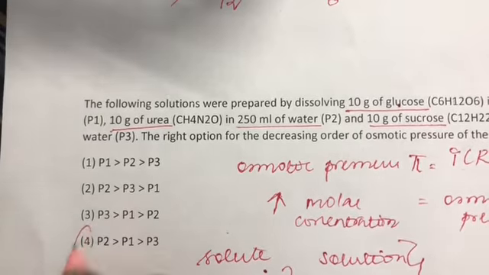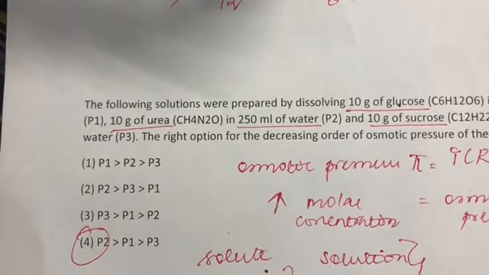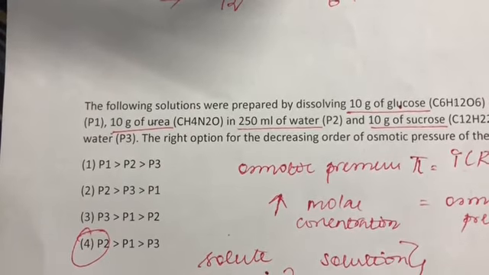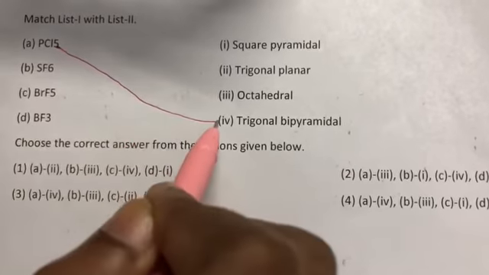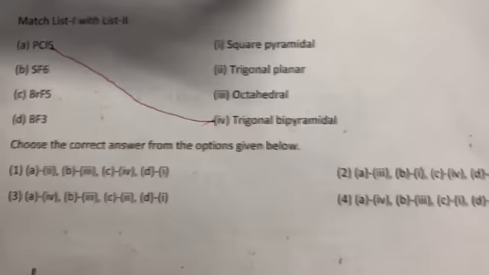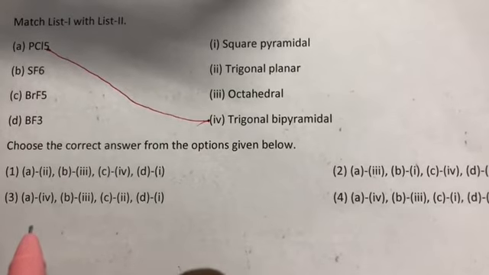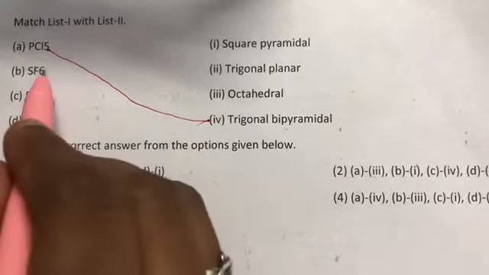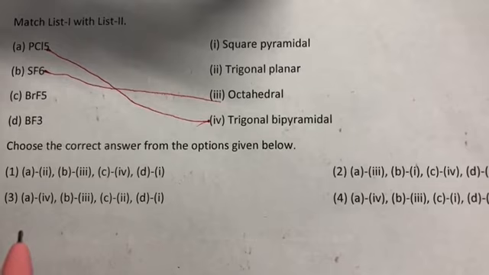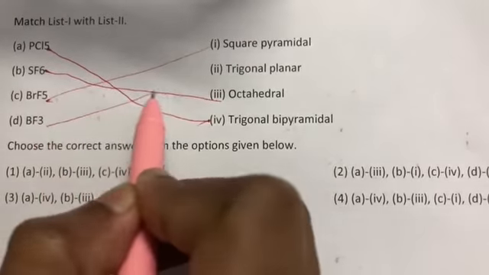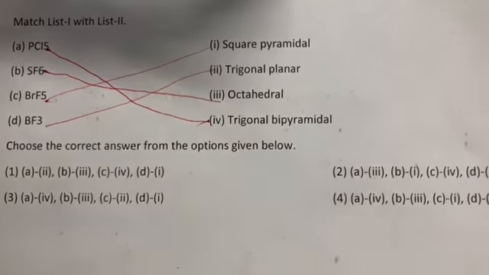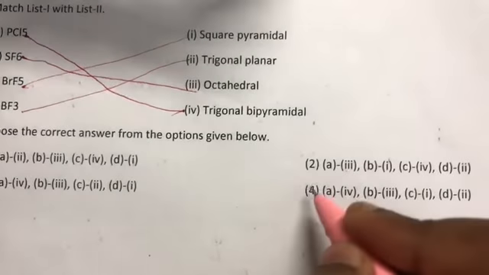Which can also be written as this. PCl5 is trigonal bipyramidal. SF6 is octahedral. BrF5 is square pyramidal, and BF3 is trigonal planar. The option is 4.